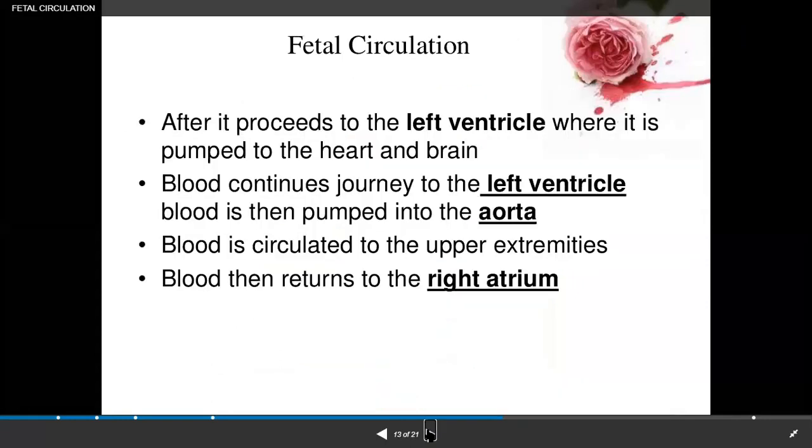Now fetal circulation. After it proceeds to the left ventricle, where it is pumped to the heart and the brain. From the left ventricle the blood goes to the heart and brain, and continues its journey. Blood is then pumped into the aorta, and circulated to the upper extremities. Blood then returns to the right atrium.